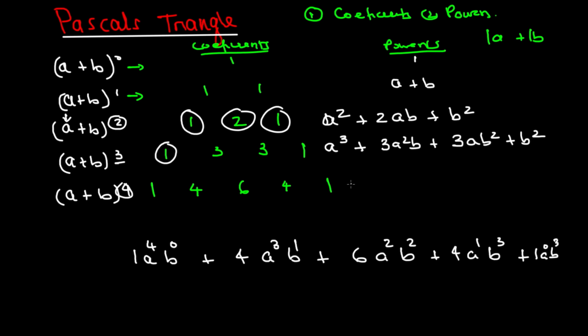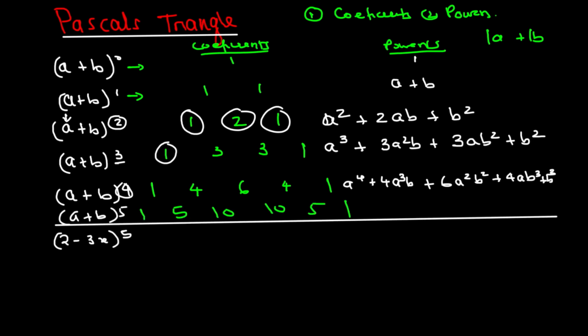Okay, so if we were to simplify this, this will become a^4 plus 4a^3b plus 6a^2b^2 plus 4ab^3 plus b^4. That will be the expansion of (a+b) power 4. Okay? Okay, so we've been given this to expand.